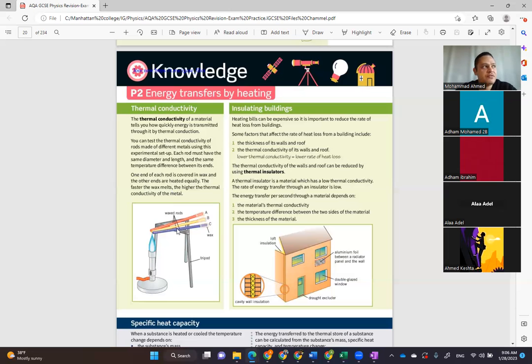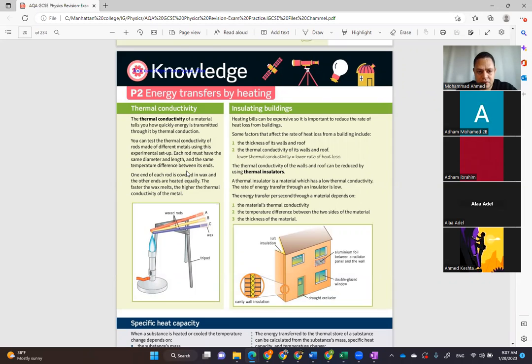So we have many factors that affect the thermal conductivity. The diameter of the rod affects the thermal conductivity. The length of the rod affects the thermal conductivity. The difference in temperature affects the thermal conductivity.